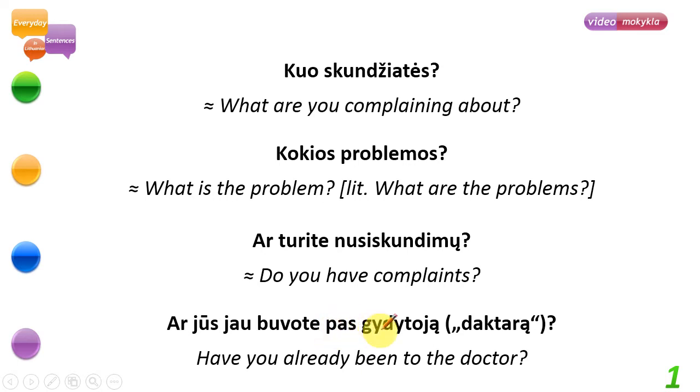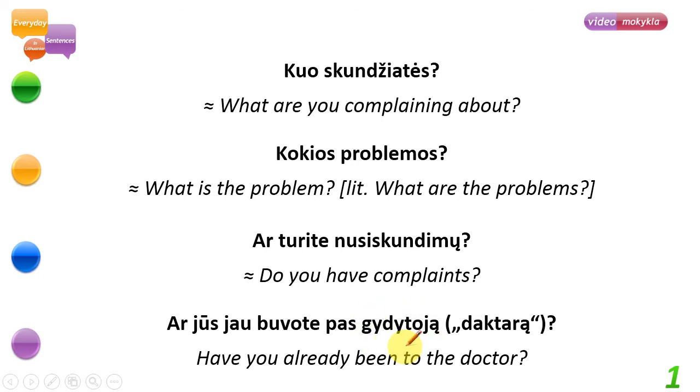Pas gydytoją. Pas means at someone's home or at the doctor's. It could also be used with some other kind of job, like pas advokatą, at the lawyer, or pas gydytoją, to the doctor, or at the doctor. You know, I don't know what's the more correct translation. Ar jūs jau buvote pas gydytoją? Have you already been to the doctor?